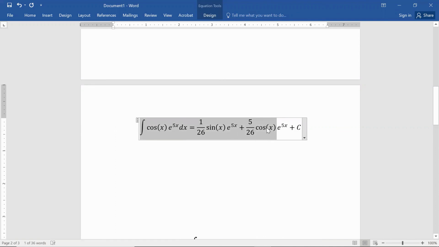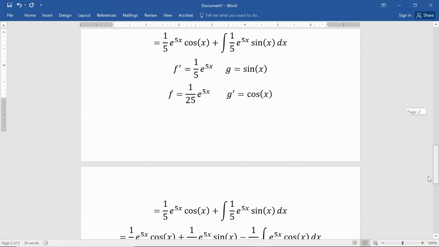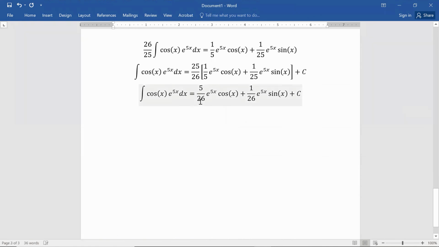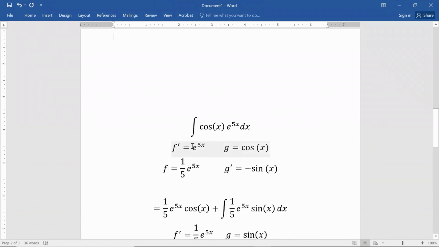This was the exact same answer as we got here, although the two terms came in opposite order. One of them was on the left, one of them was on the right. You can clearly see that these are equivalent though. 1 over 26 sine e to the 5x, 5 over 26 cosine e to the 5x plus a c. Whereas here we have 5 over 26 cosine e to the 5x plus 1 over 26 sine e to the 5x plus c.